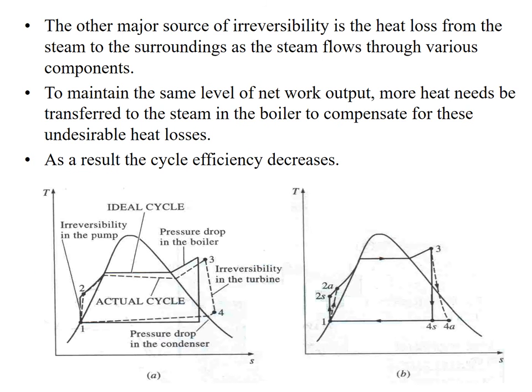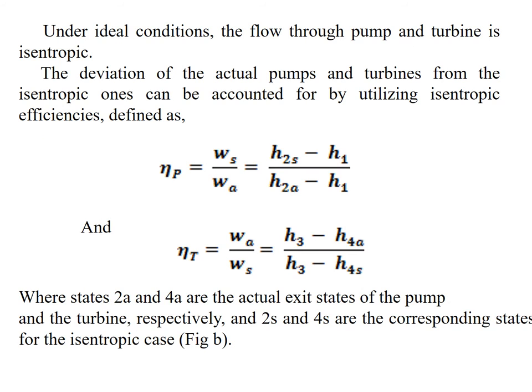So what is irreversibility? Irreversibility means heat loss to the surroundings will be more, and that reduces the efficiency of the cycle. This is how we represent it here. You can observe 1 to 2S is the normal cycle and 2A is the actual. 4S is normal and 4A is actual. This is how we define pump efficiency and turbine efficiency.